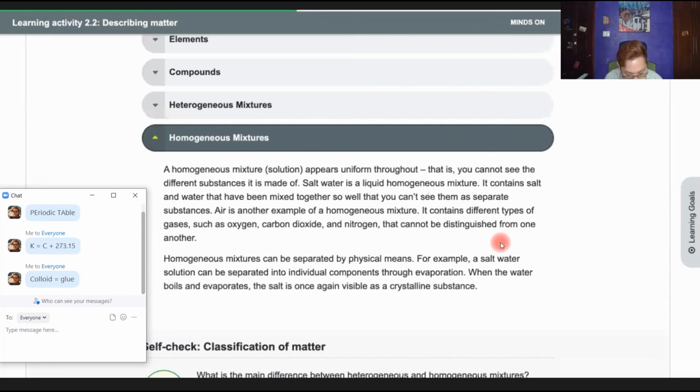A homogeneous mixture can be separated by physical means. For example, a saltwater solution can be separated into individual components through evaporation. When the water boils and evaporates, the salt is once again visible as a crystalline substance.